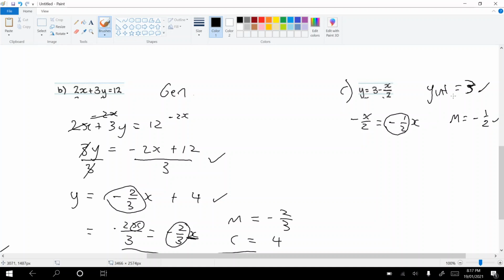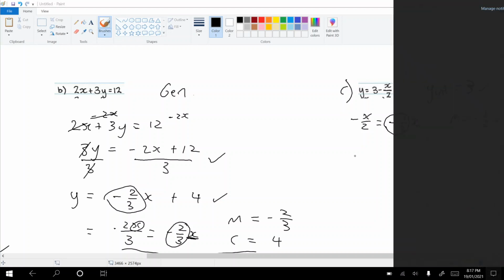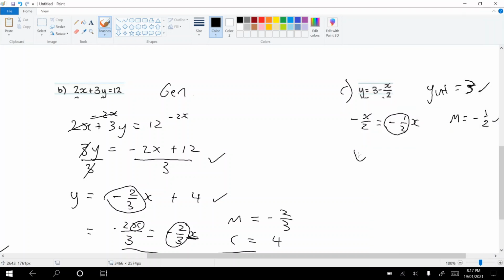We stated that it's expressed in y-intercept form. Let's convert it to general form. So this is what we're starting with. We've got y equals 3 take x on 2. Let's start by adding x on 2 to both sides, because what that's going to do over here is cancel. We've got negative x on 2 plus x on 2, it cancels. And so on the left side, what we've got is x on 2 plus y equals 3.